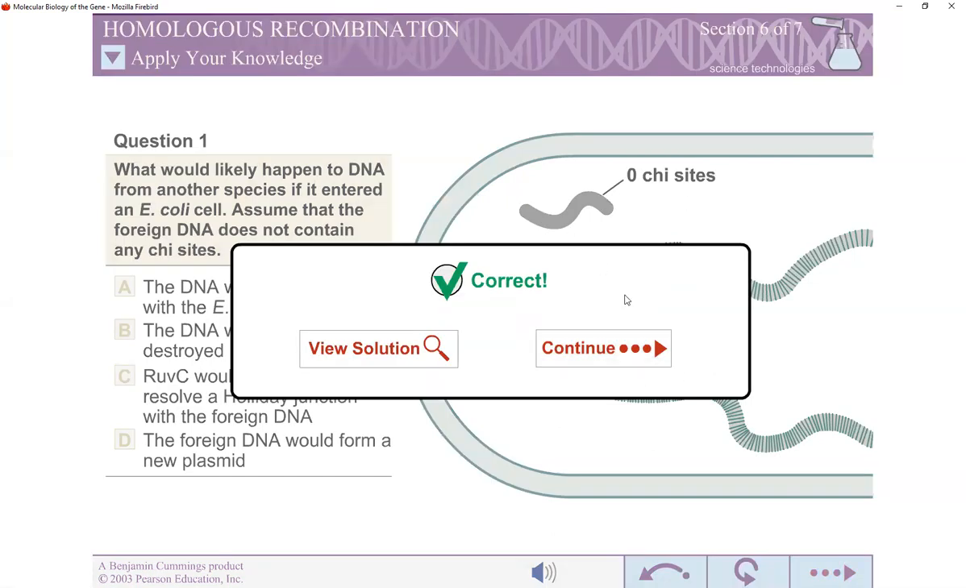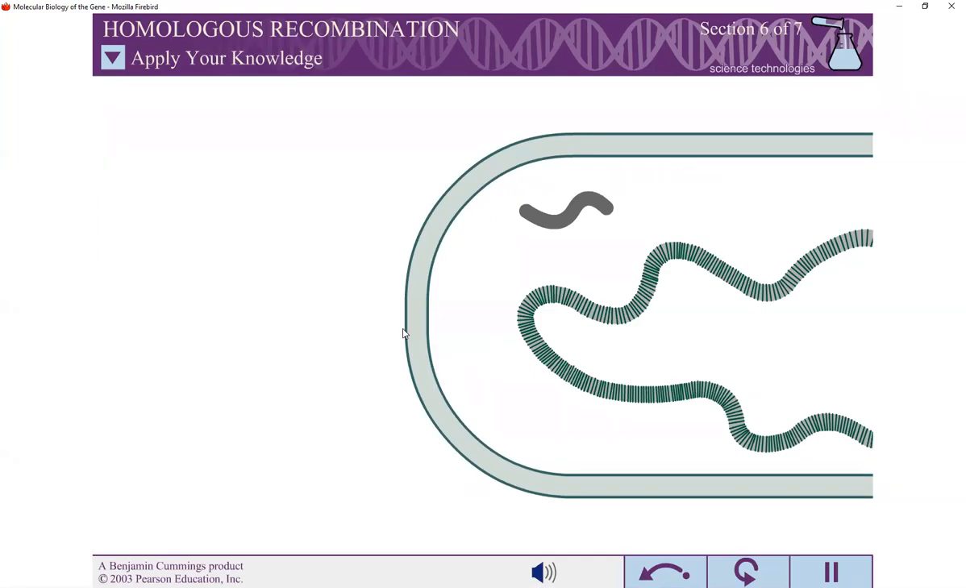There is no chi site now, that is why it has been destroyed. RecBCD will bind, completely destroying it and finishing the process. So RecBCD is also a mechanism to protect the E. coli from the invading pathogenic microbes as well as invading viral DNA.